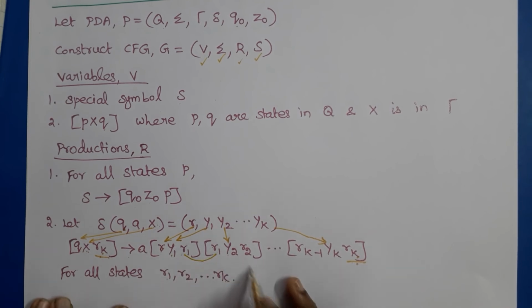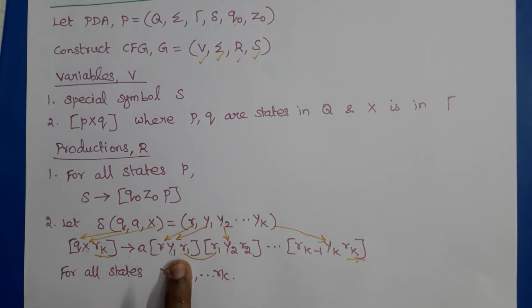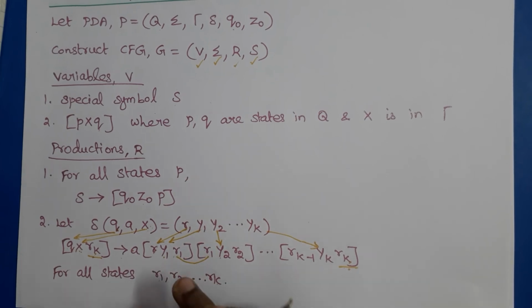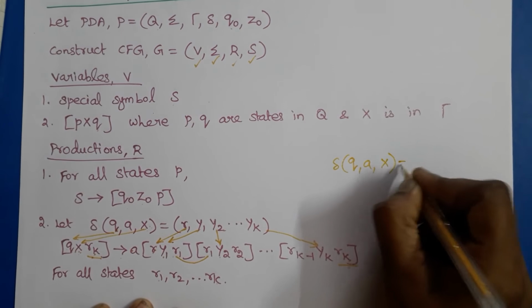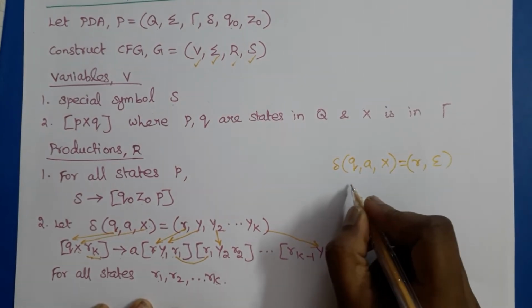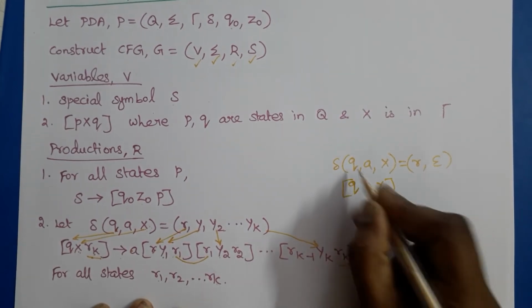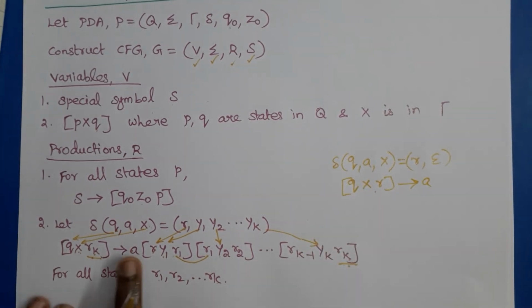And in the middle portion, whatever state is written here, we need to write it here. So R2, R2, R3, R3, likewise we have to write. If two symbols are given here, then two variables must be written here. One variable is written, then one stack symbol, then one variable. Sometimes this may be epsilon. For example, delta of Q, A, X equals R, epsilon. So in this case, we have to write [Q, X, R] tends to A. It has only one production, but this must be written for all possible combinations of the states.